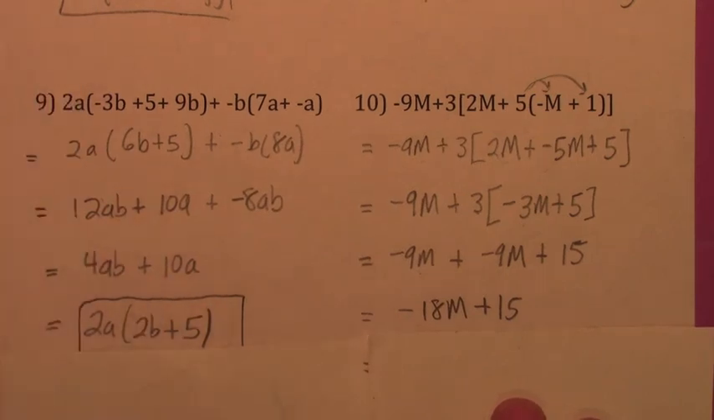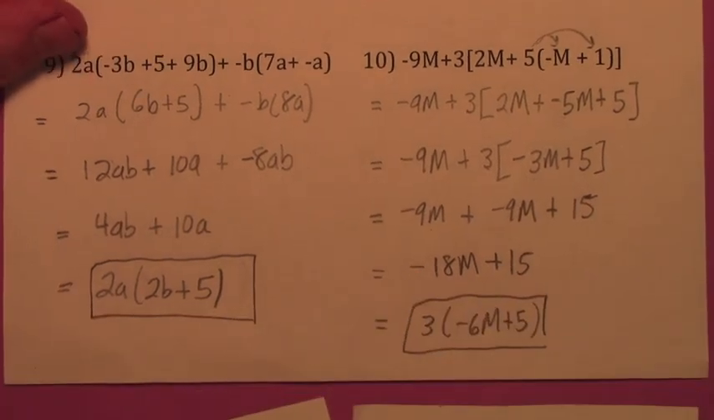So are we done? No, the instructions say factor your final answer if possible. I believe you could take a 3 out. So there it is. 3 times the quantity, negative 6m plus 5.